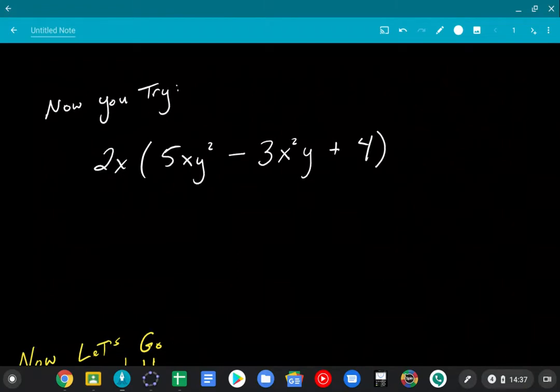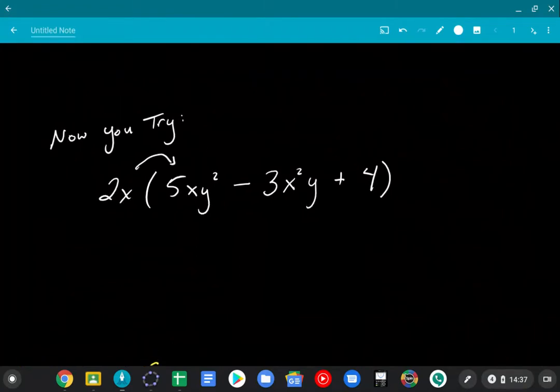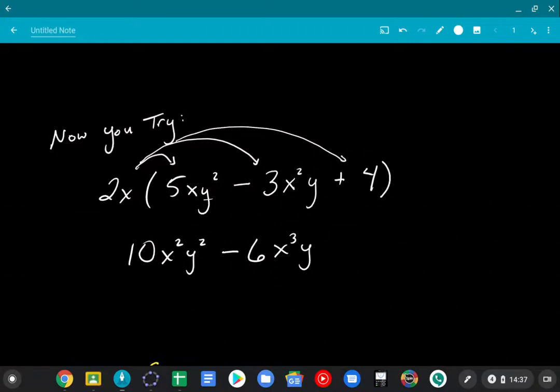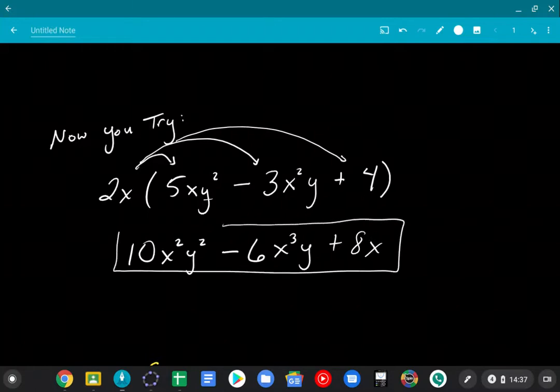So we've got distribute. 2 times 5 is 10. X times x is x squared. And don't forget the y squared at the end here. Now 2 and the 3. The 2 times negative 3 is negative 6. X times x squared is x cubed. And the y just comes along for the ride. And finally over here, 2 times 4 is 8. And there's that extra x. And that should have been your answer.